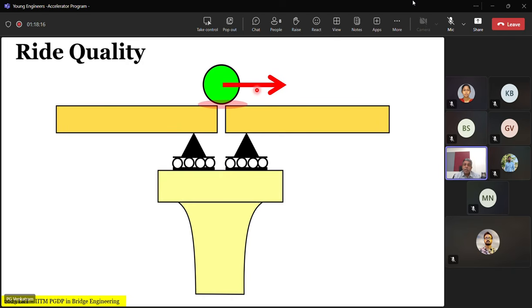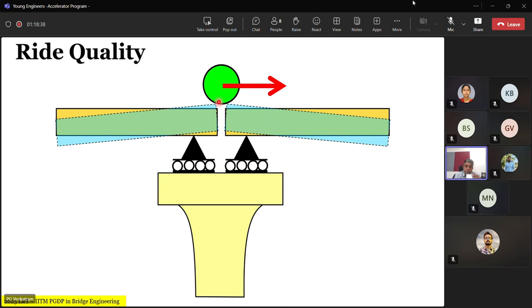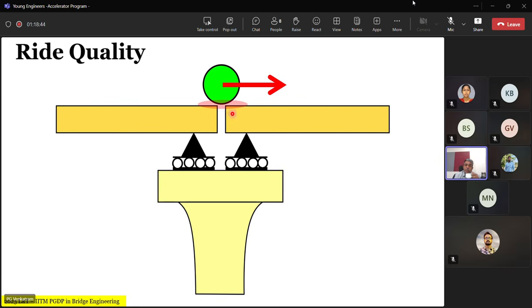The most important aspect for this joint is that every time you provide a joint, you're basically reducing the ride quality. So you have to minimize them. That's where the economy is considered: what's the price we need to pay for good ride quality versus what's the price we need to pay for installation, and the quality and nature of the joint.